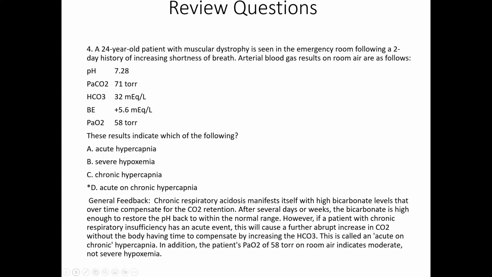Based on the results, which are the following? Acute hypercapnia, severe hypoxemia, no. Chronic hypercapnia, oh, that's the best answer though. So you can say, oh well, they do have acute, they do have chronic, but the MBRC is going to want you to pick the best answer. Acute imposed on top of chronic hypercapnia. The explanation pretty much goes on to say that.